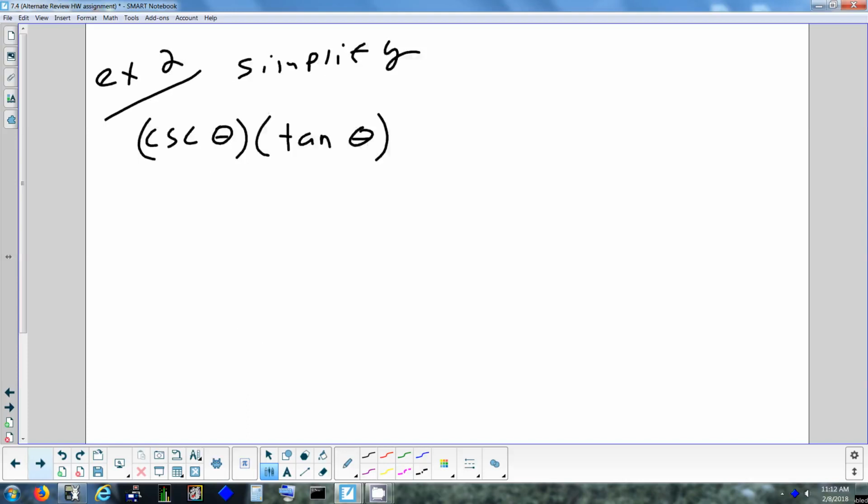Okay, let's try this one. So for the first couple, that trick that I gave you, changing to sines and cosines, will work. That does not work on every problem. We're going to have to learn some other tricks that we can use. But let's try the same thing again here. How about cosecant? Devin, how can I rewrite that one?